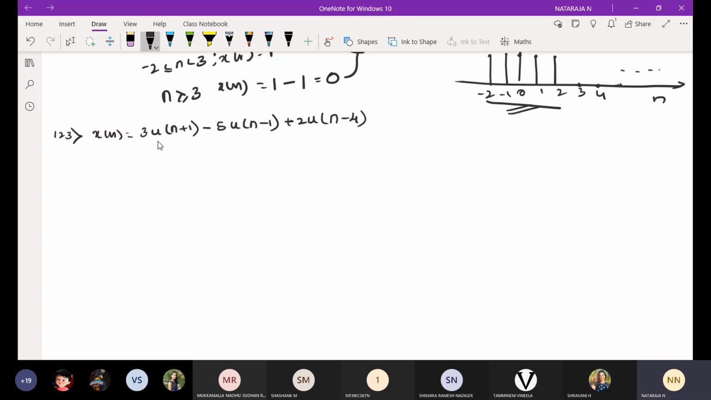Okay. See, what is the first signal? 3u of n plus 1. n plus 1 is equal to 0, so n is equal to minus 1. Write this one: n minus 1 is equal to 0, so n is equal to 1. n minus 4 is equal to 0, so n is equal to 4.